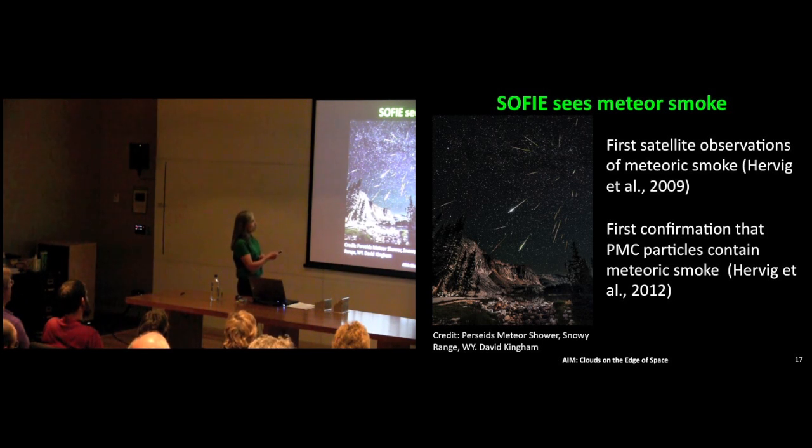But not only were we able to measure the meteoric smoke, but we also, with the SOFIE instrument, were able to measure the PMC particles themselves, and because they have some spectral information, they were able to deduce some of the composition of the clouds, and they were able to conclude that the PMC particles do contain meteoric smoke, which pretty much suggests to us that, yes, the meteoric smoke is the condensation nucleus used to form the clouds in the first place.